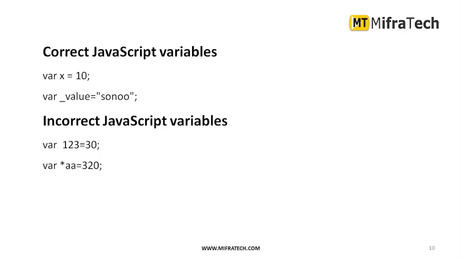Correct JavaScript variables and incorrect JavaScript variables, you can see the difference. var x = 10 and var _value = "sonoo" are correct. An incorrect variable like var 123 will throw an error from the web browser. var *aa = 320 is also not the right way of writing code.